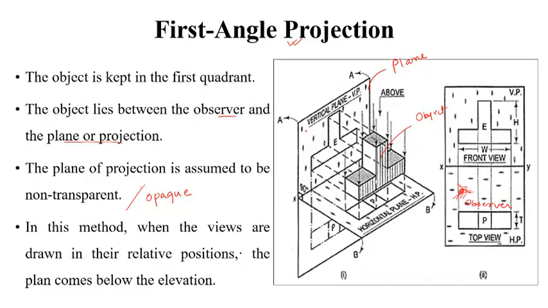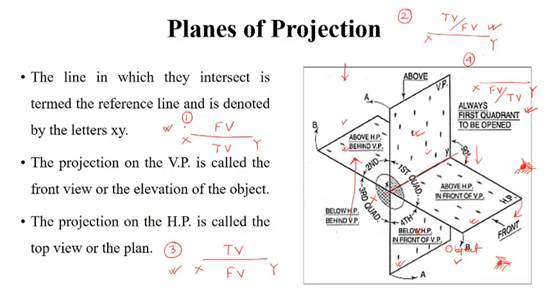When I consider a plane, this plane is considered to be opaque or non-transparent. Next, in this method, when the views are drawn in their relative position, the plane comes below the elevation. That means the top view comes below the front view. If we see here, this is the first angle projection, the front view is here, top view is here.